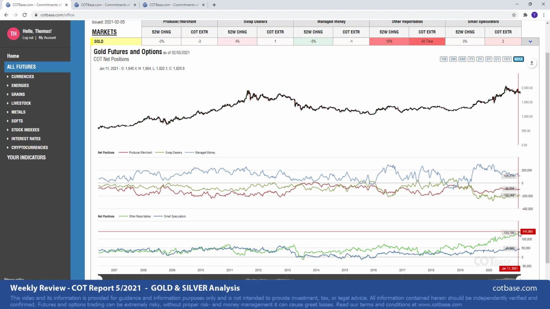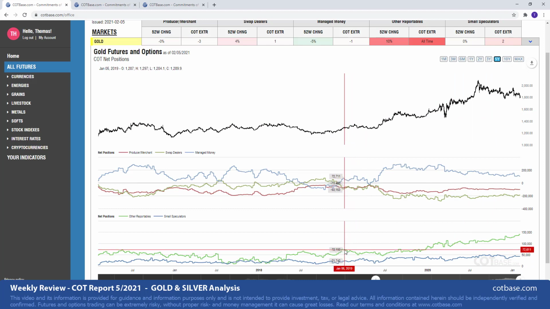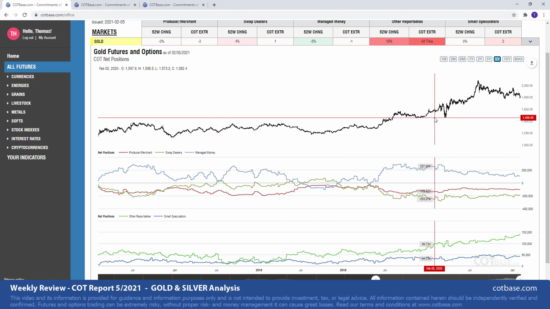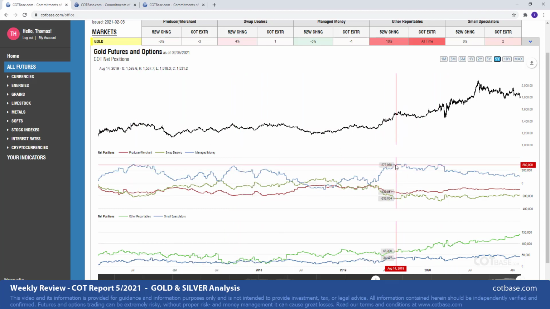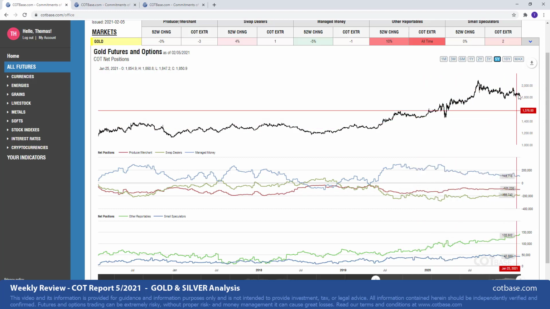Now, does this mean that we should suddenly see the price drop? Is this a stress level? Well, the thing is, I've been looking at this for some time now. I don't really find that huge of a correlation between larger positions in other reportables and the price itself. Once again, I would rather look at managed money, where you can see that they were roughly 280,000 contracts net long at that area, after which the market slightly declined, but nothing huge, nothing major.